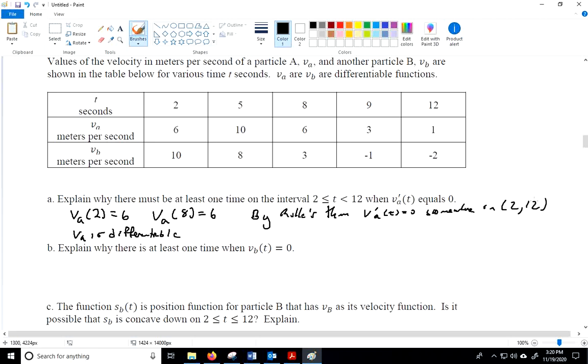Now, there's lots of different ways you could say that, but make sure you understand that we're not saying that v prime of A equals 0 everywhere from 2 to 12. We're saying just one time at least.